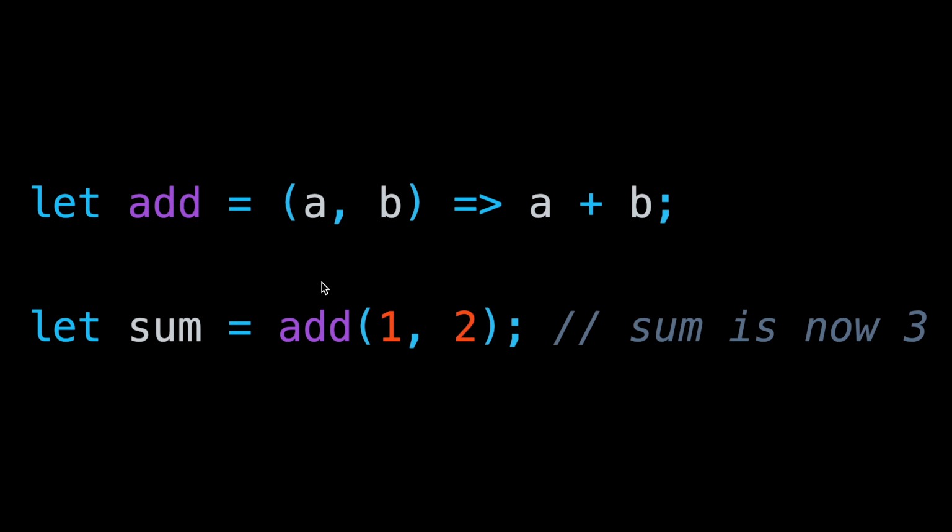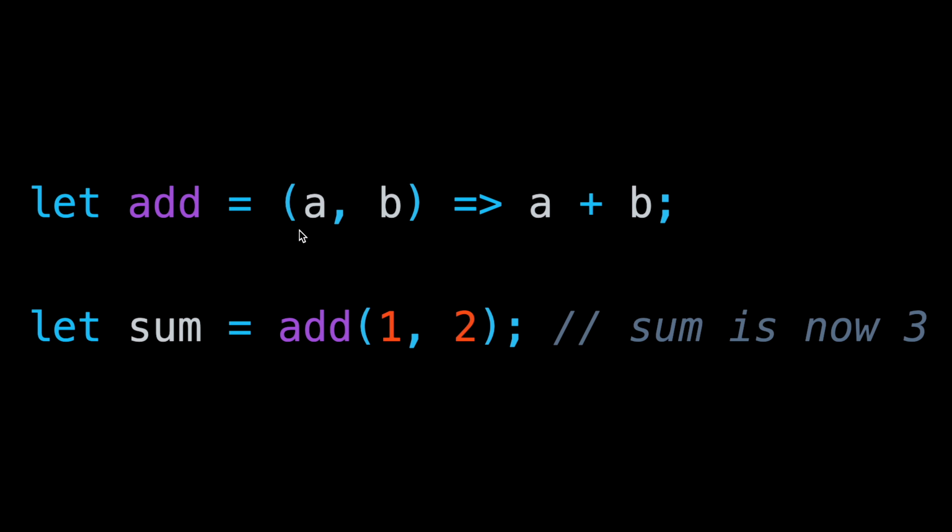So arrow functions can also take parameters. So here's another arrow function. We're assigning it to the variable add, a, b, and then we have the arrow, this is how we know it's an arrow function, a plus b. So it's a quicker way to write a function that's really useful in some situations. So now sum equals add(1, 2). So sum is now going to equal 3.